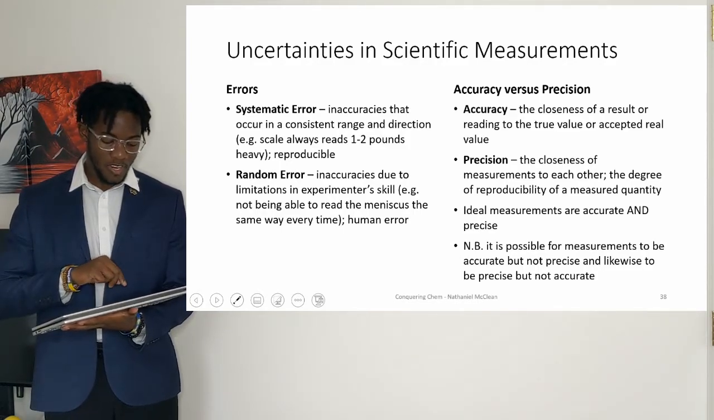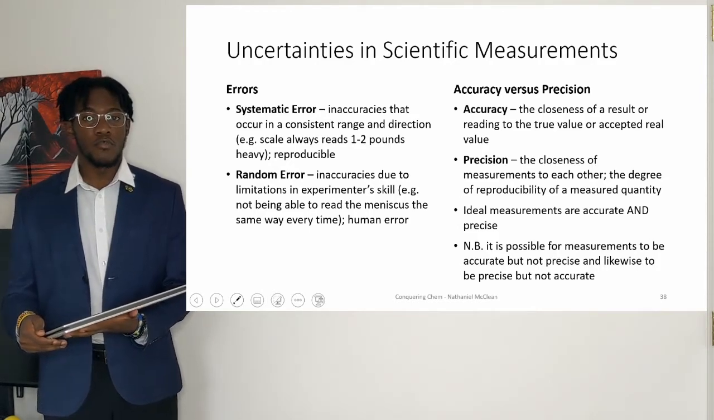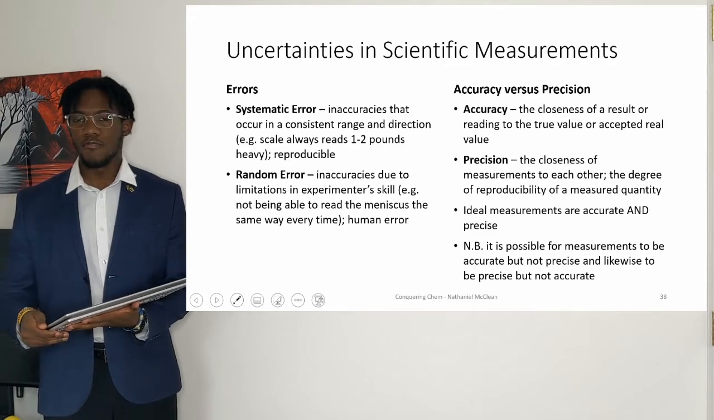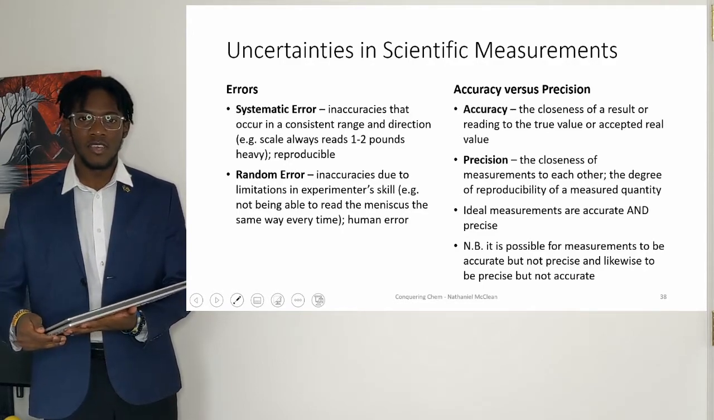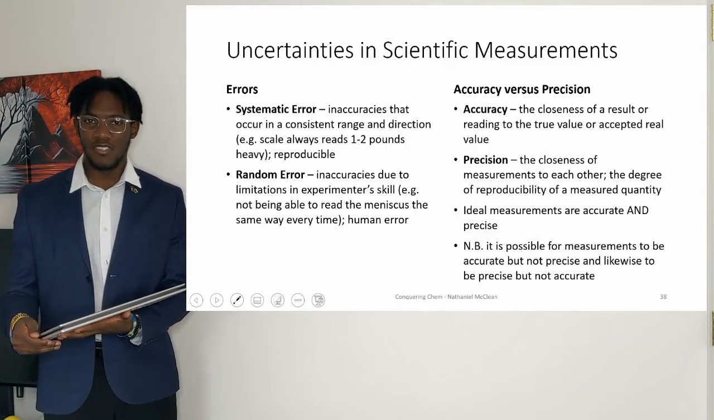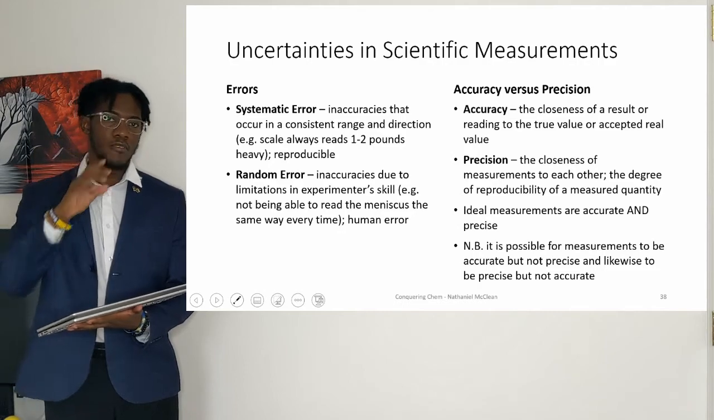On the other hand, random errors tend to be inaccuracies that are due to the limitations in the experimenter's skill. For example, not being able to read the meniscus in the same way. Let's say you're measuring a volume of something, and one time you have 10.10, the other time you think it's 10.12 milliliters, and the other time you might think it's 10.09. That has to do with you not being able to read that little line at the bottom properly.